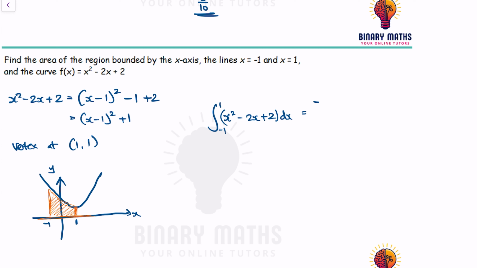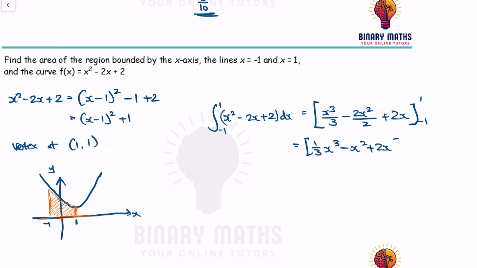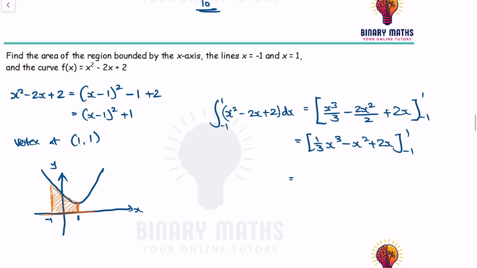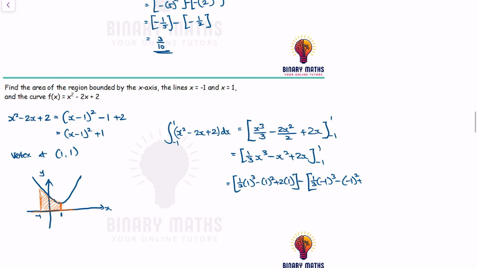dx. Okay, as soon as we integrate, we have square brackets, so increase the power, divide by the increase, minus 2x squared, divide by 2, plus 2x, close the square bracket between 1 and minus 1. If I simplify that, I get a third x cubed minus x squared plus 2x from 1 to minus 1. So first substitute 1 in, so a third times 1 cubed minus 1 squared plus 2 times 1. Subtract when you substitute minus 1 in, so a third times minus 1 cubed minus 1 squared plus 2 times minus 1.